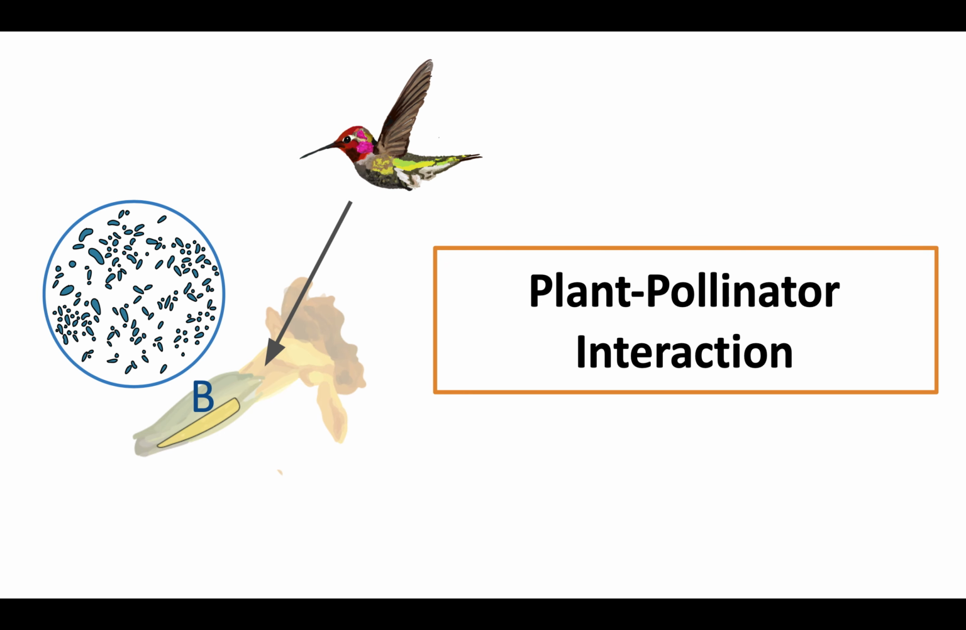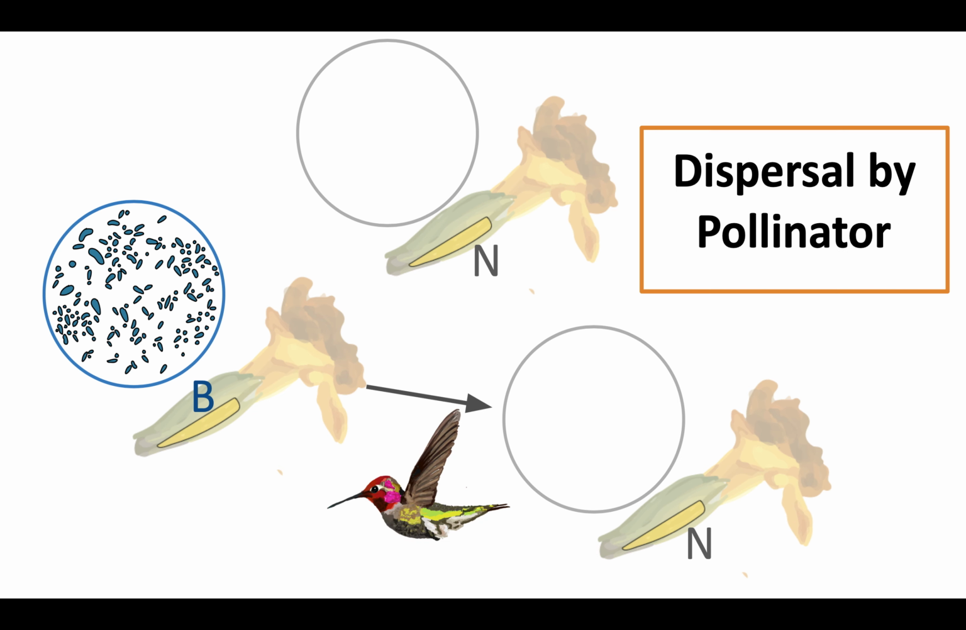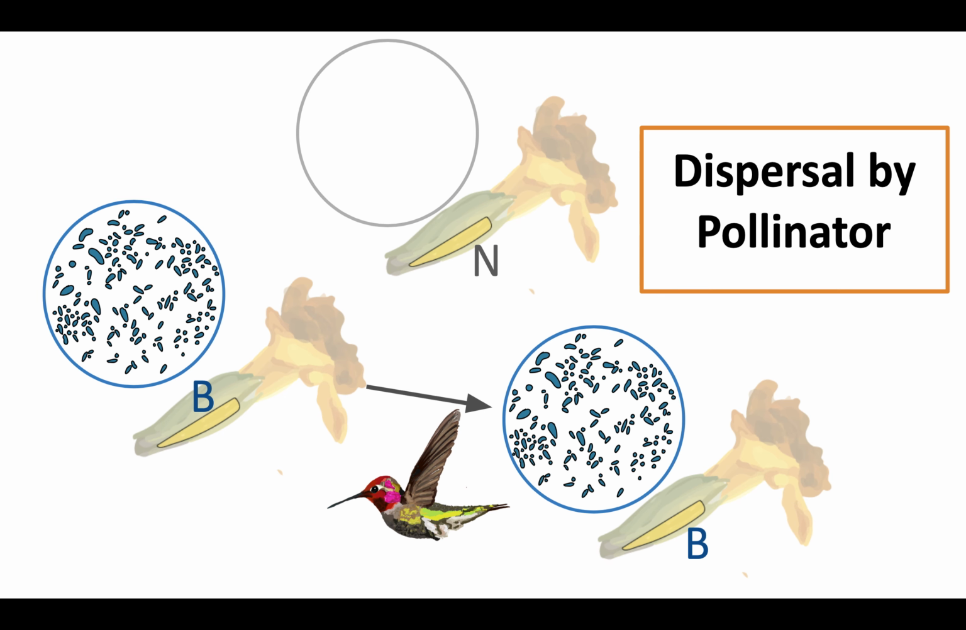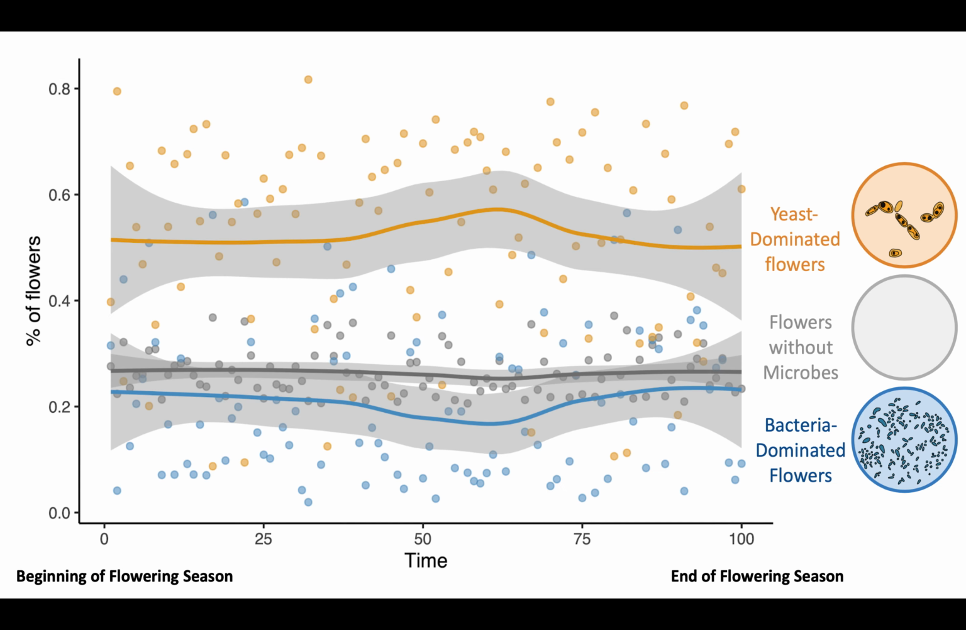And non-colonized flowers later get introduced to the community. Now, as before, a pollinator will come and pollinate the flower. In this case, because the pollinator visited a flower that is bacteria-dominated, the new flowers that surround it have a high probability of becoming bacteria-dominated flowers as well. And these events of pollination are happening across the landscape and are connected via a meta-community. A meta-community is many individual communities connected by dispersal. Now the original plot shows the relative abundance of colonized and non-colonized flowers in the meta-community. The trend here is that the percentage of flowers in each category stays approximately the same throughout the flowering season.